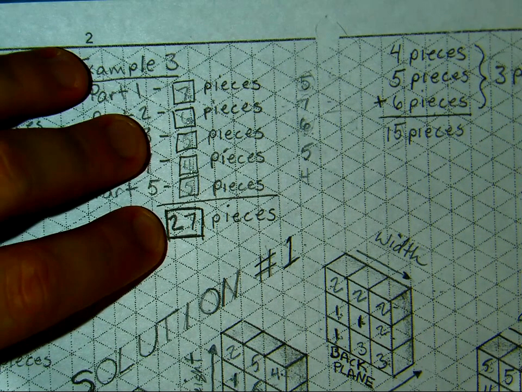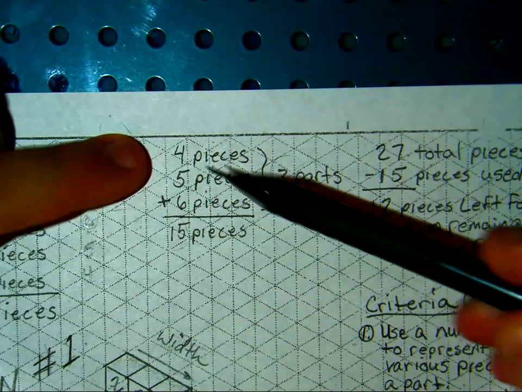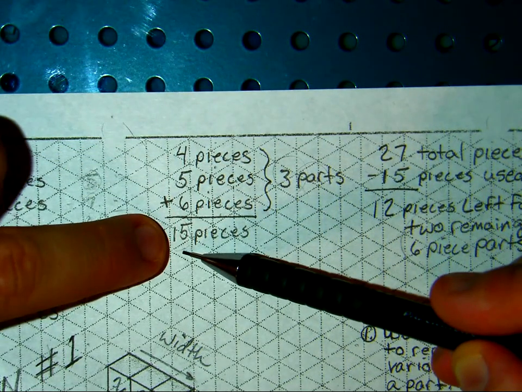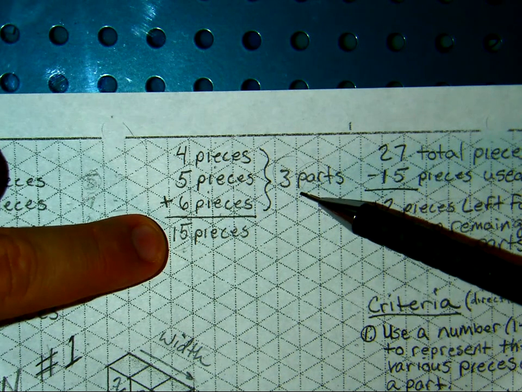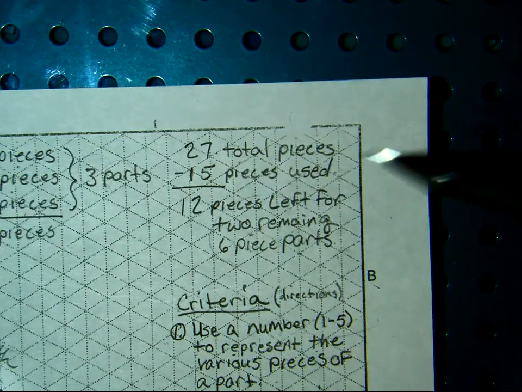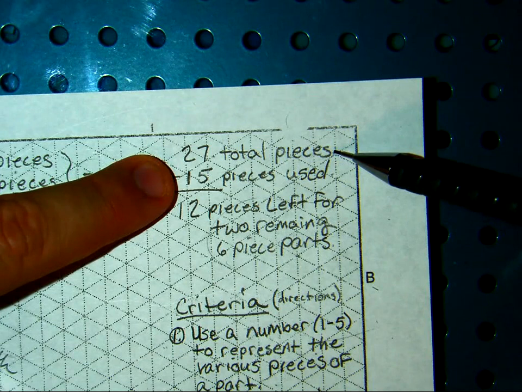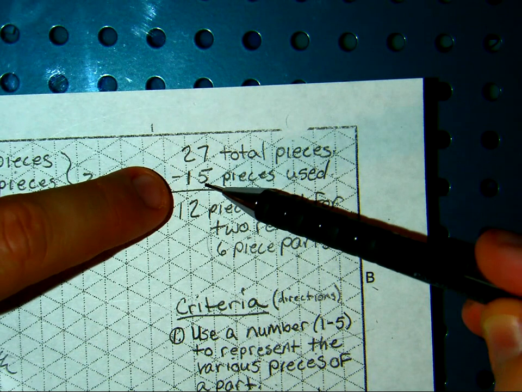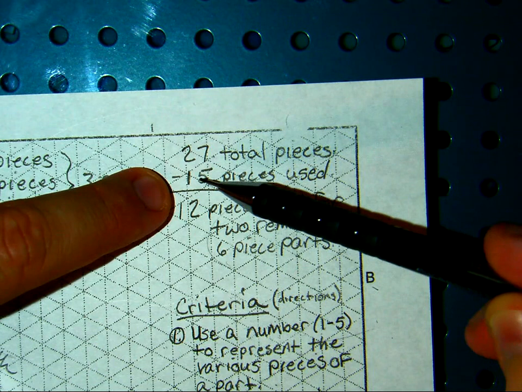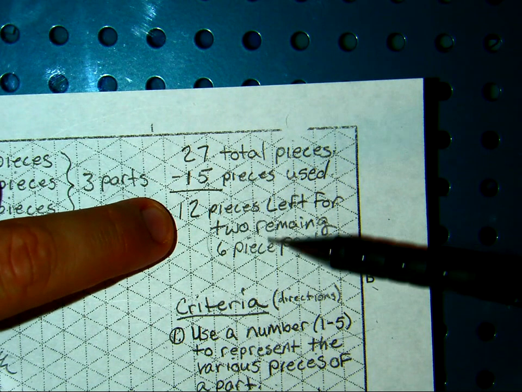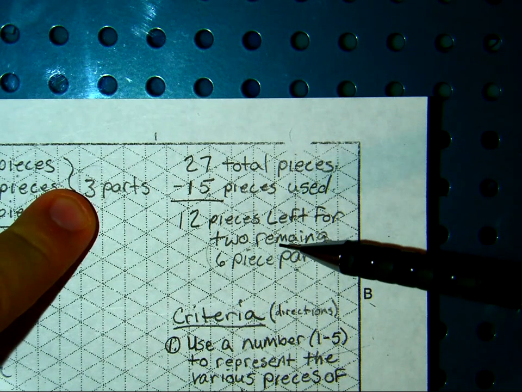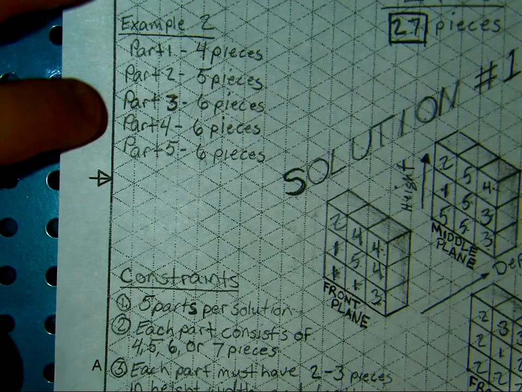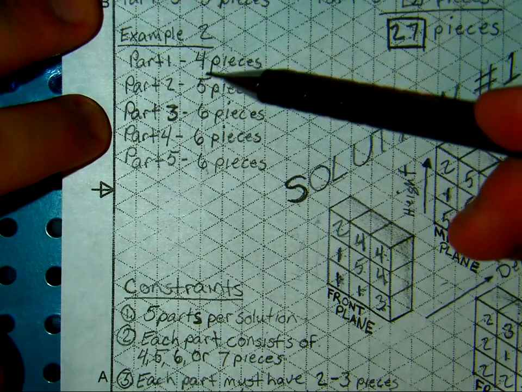For example, if I start by knowing I'm going to use a 4, a 5, and a 6 piece part, that leaves me with 15 pieces that I've used, and I only used 3 parts. Well, if I have 27 total pieces that I need to use because I have a 3 by 3 by 3 cube, and I subtract 15 from that 27, I'm left with 12. And I have 2 parts left since I've only used 3 of them, so I need to have 2 more that are 6 pieces. And that leaves me with a 4, 5, 6, 6, 6.